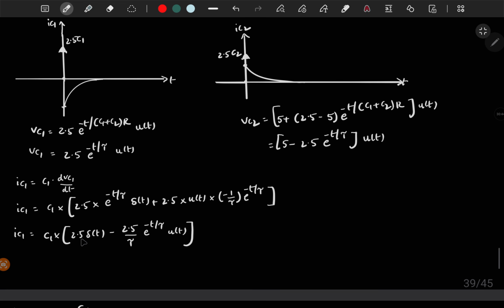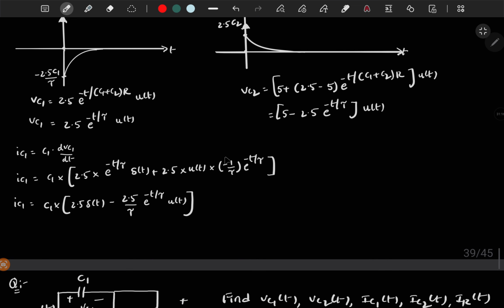So you can check here. We have an impulse function, right, which is 2.5 times C1 times del of t. So the magnitude is 2.5 C1. And you have an exponential function with negative amplitude, which is minus 2.5 C1 by tau e power minus t by tau. For t tending to infinity, it will go to 0. So that is about IC1.